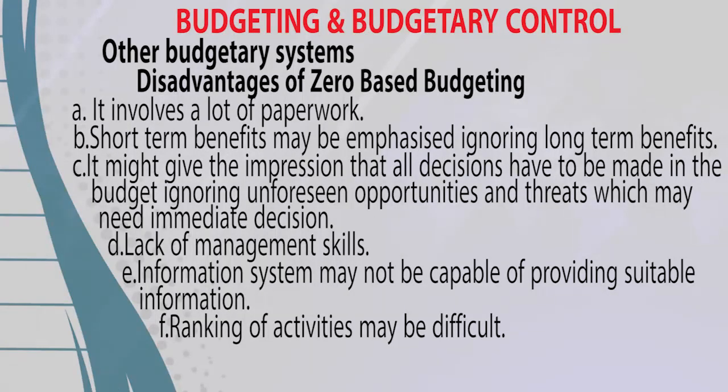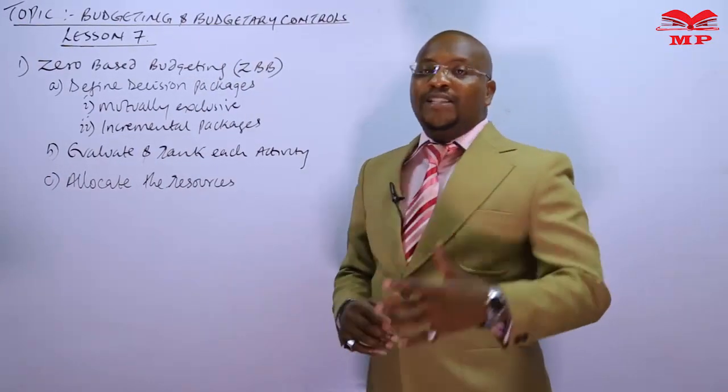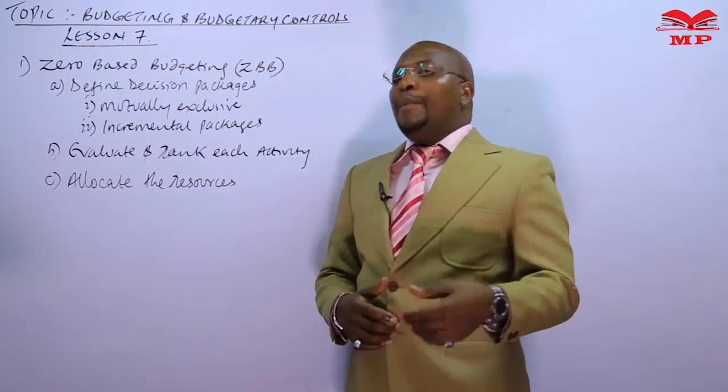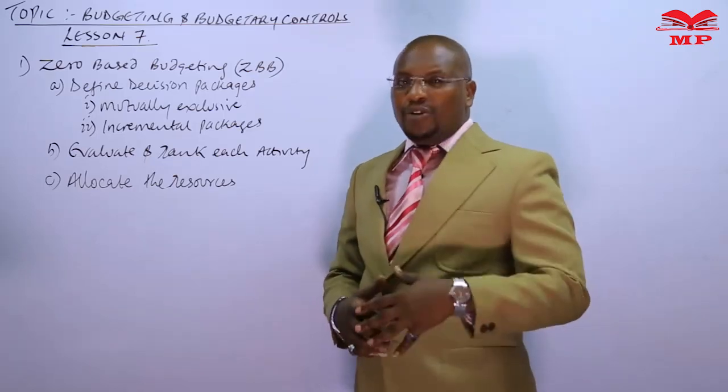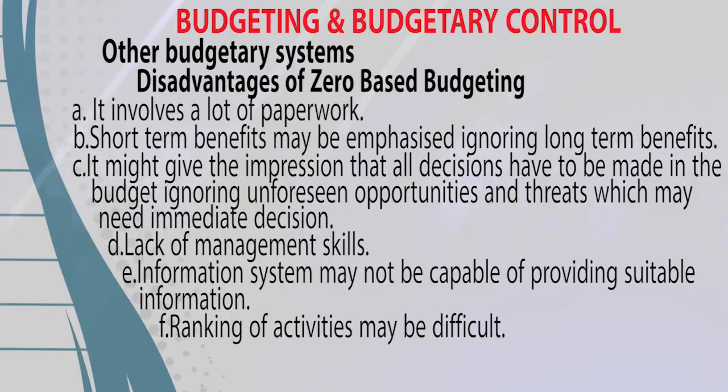Next is that information systems may not be capable of giving information. That's true. We may not be knowledgeable. We may not be informed as we are coming up with this. Even that project or product we want to produce, we may not be informed about its demand and its technicality. We cannot tell everything about it, and therefore that becomes a disadvantage.